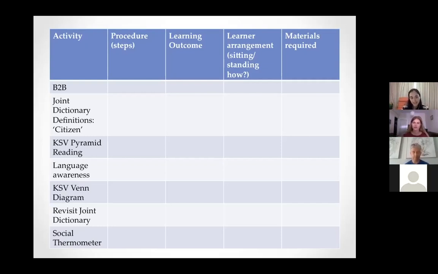And then the KSV pyramid reading, which I explained already. And then the language awareness, which is bringing out the vocabulary and the grammar, getting them to highlight those bits of language so that they're following metacognitive strategies and really thinking about the language as well. The Venn diagram, and then after the Venn diagram, going back to their definition of citizen, and do they want to redefine what they said about what a citizen is? Maybe they start to think, okay, a citizen is somebody who practices KSV. Maybe they want to add the additional part about knowledge, skills, and values into there, and then maybe on the end note have a social thermometer style activity.